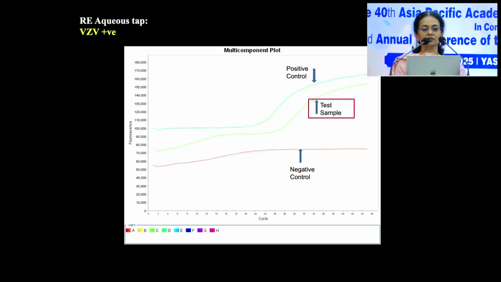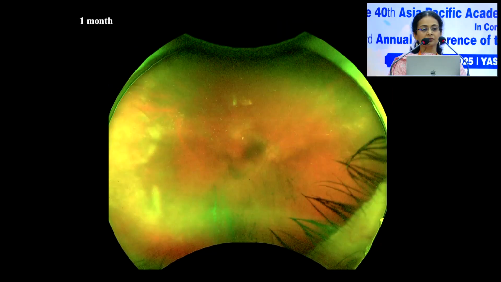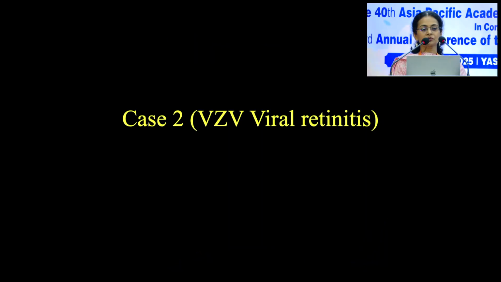And again, you can see the PCR curves of the test sample. This was at 5 days, and this is at 1 month. So he's on follow-up now, shifted to oral acyclovir along with steroids. So this was a case of VZV viral retinitis.